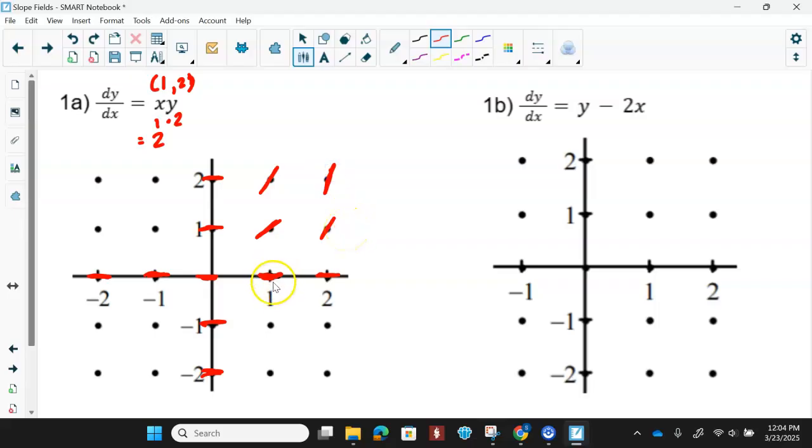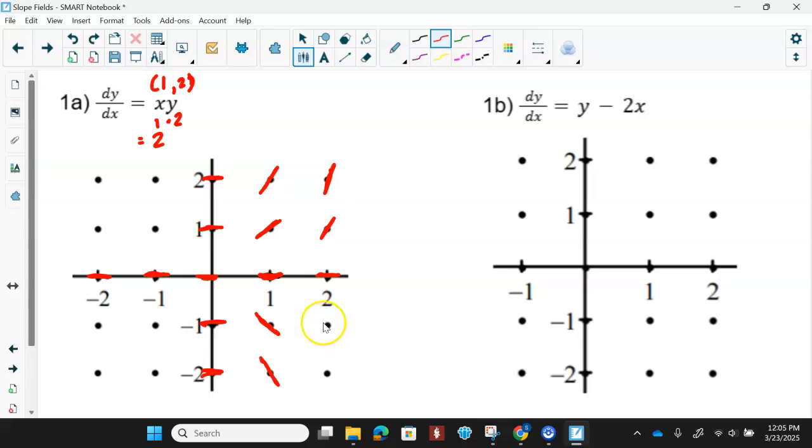So then here, 1, negative 1. Well, 1 times negative 1 is negative 1. So again, now a negative slope. And 1 times negative 2 is negative 2. So again, negative, but a little bit steeper.